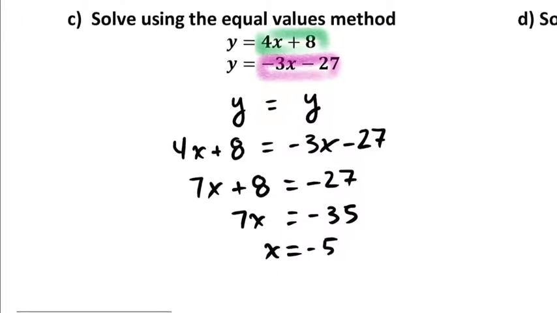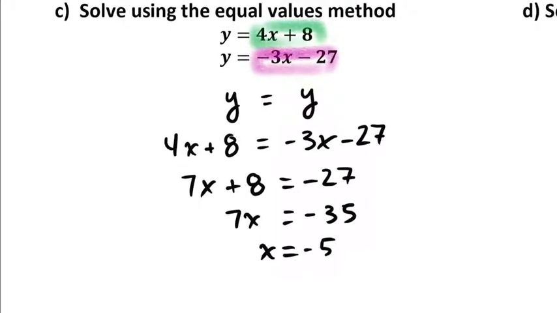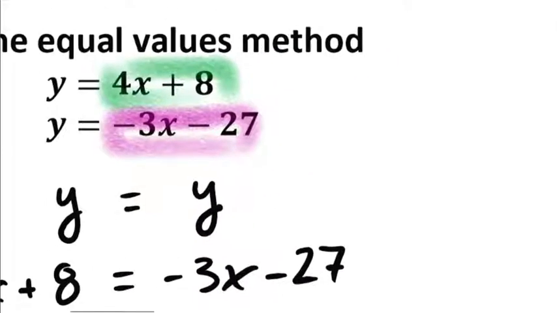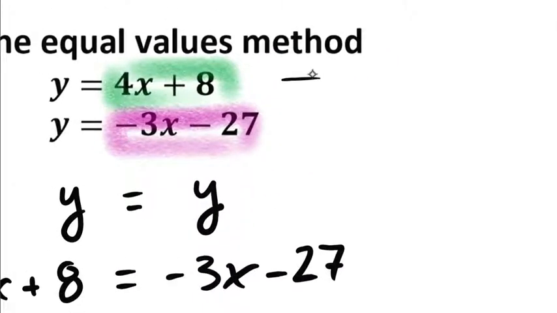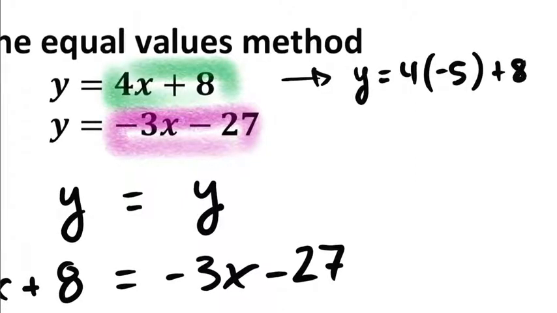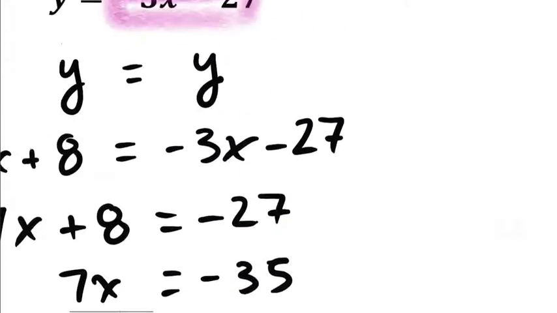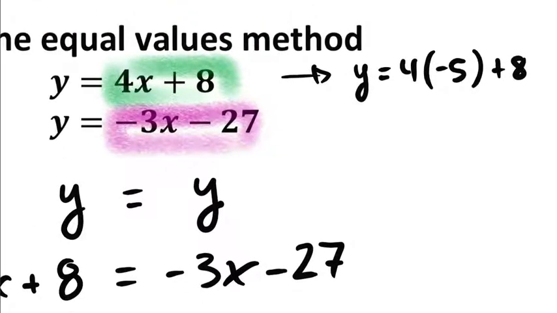Now that I know x is negative 5, I do need to figure out what y is. It turns out I have two ways to figure out y, right? Two different equations that tell me what y is. I'll use the top one. And it says that y will equal 4 times x, which we just found to be negative 5, plus 8. Was it negative 5? Yes. So 4 times negative 5 plus 8.